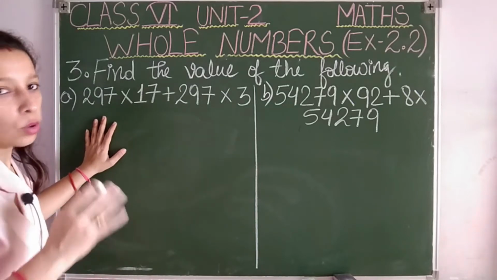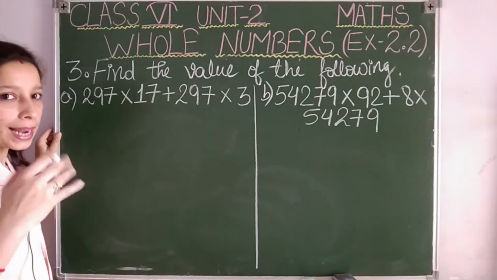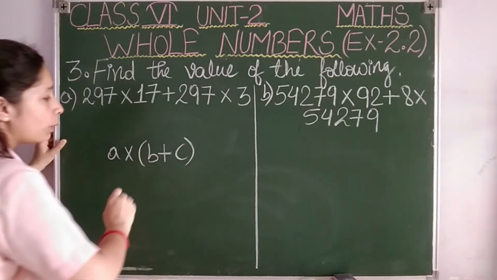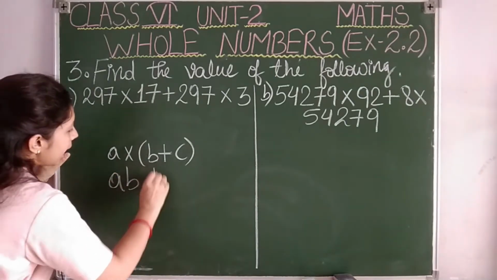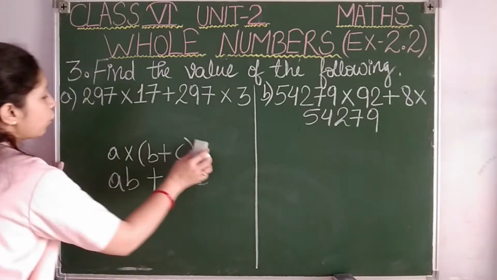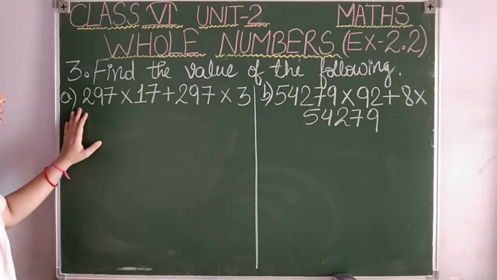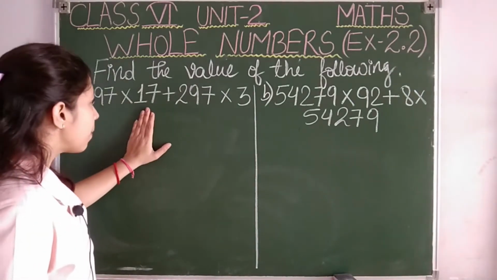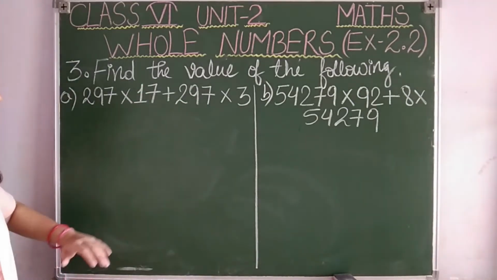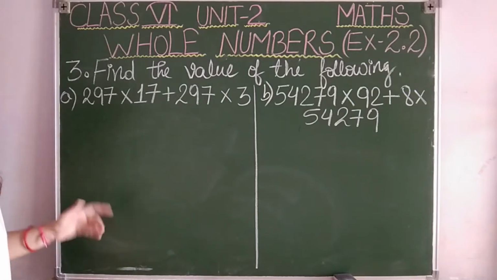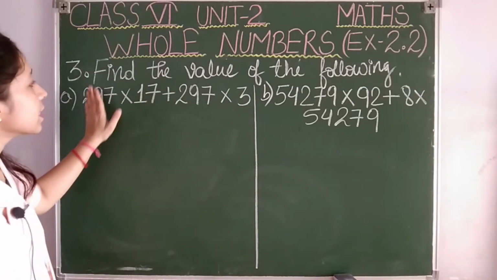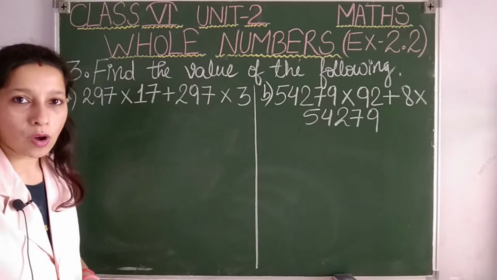Using this question only, look students, I am explaining how to use the distributivity property. For addition, I told you in the introduction video, a into (b plus c), where a will multiply b as well as c. So ab plus ac. Let us use this property for the first question. Here you can see part A: 297 multiplied by 17 plus 297 multiplied by 3. Observe this, students. Here 17 is in multiplication with 297, and this same 297 is in multiplication with 3 also, isn't it?